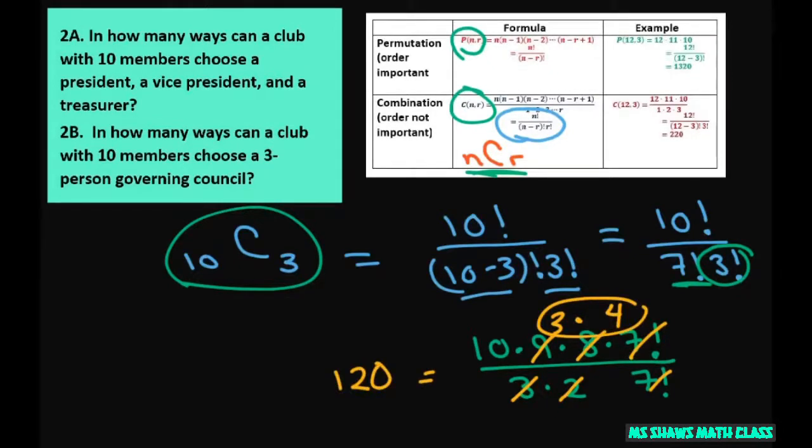So there's 120 ways a club with 10 members can just choose any old 3 people, whereas the order doesn't matter. Order's not important. And that's it.